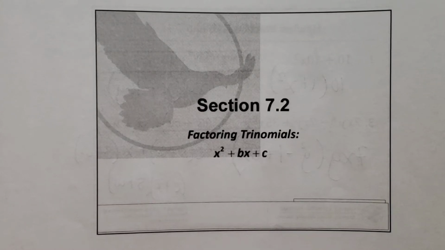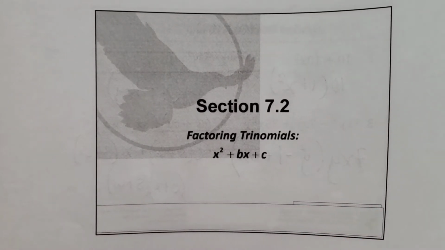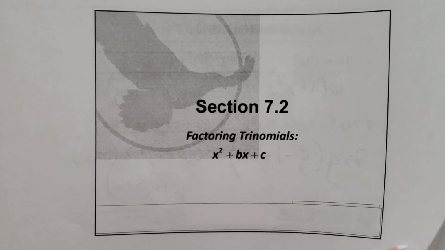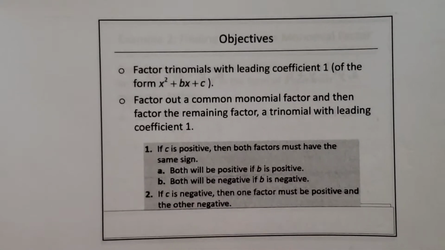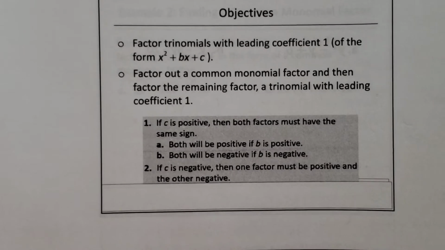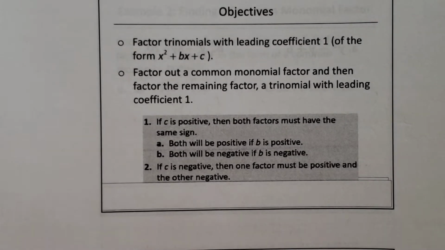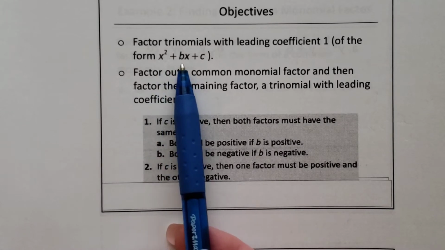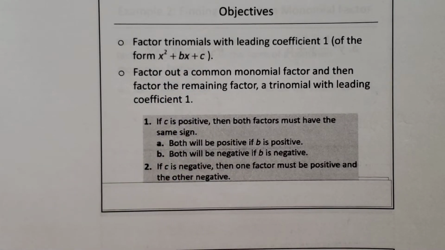This is chapter 7, section 2. In this section, we're going to be factoring trinomials. When you factor trinomials with a leading coefficient of 1, they'll be in this form: x squared plus bx plus c. We're going to factor out a common monomial factor and then factor the remaining trinomial with leading coefficient 1.